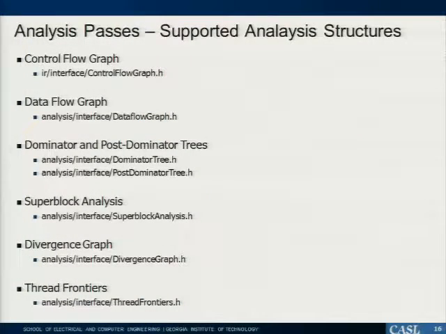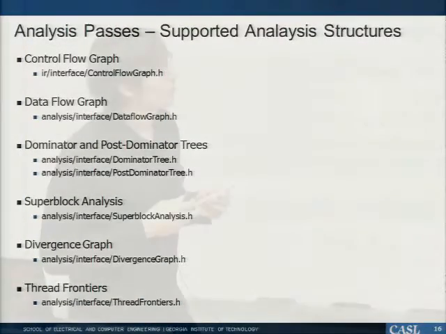So these data structures are implemented in the IR for the control flow graph. The data flow graph is in analysis. Dominance and dominator and post-dominator trees. We have hyperblock and superblock formation passes, because we were experimenting with if conversion and inserting some additional predication, or predicating PTX instructions instead of control flow.